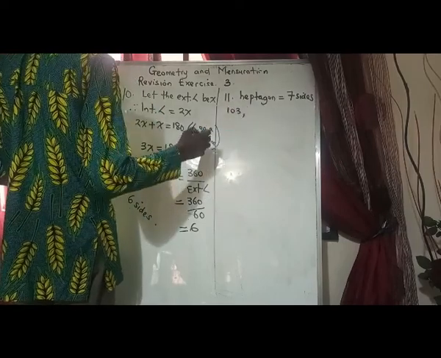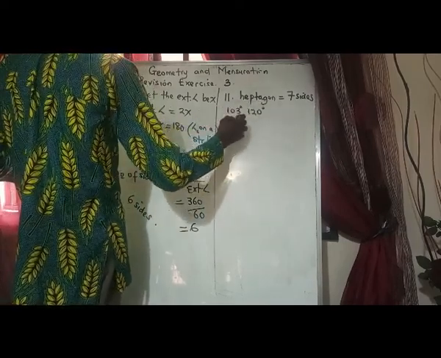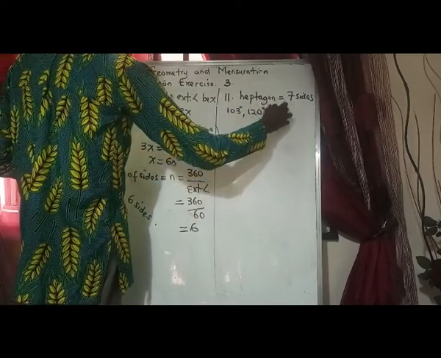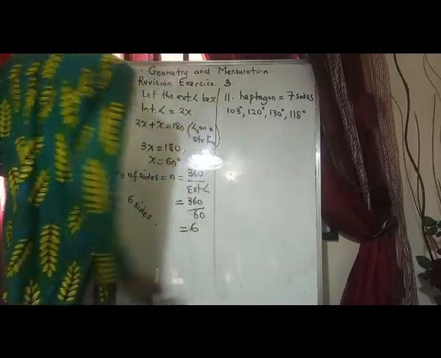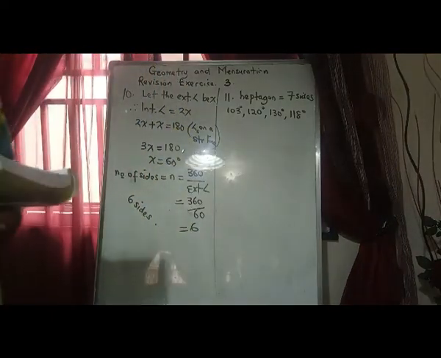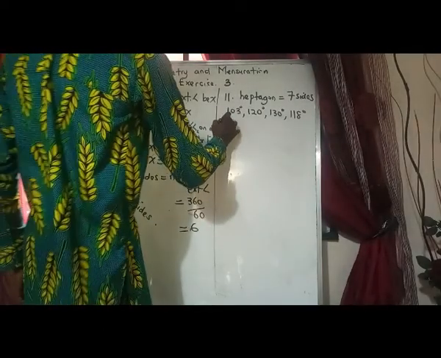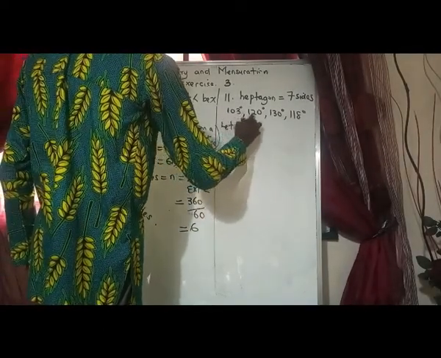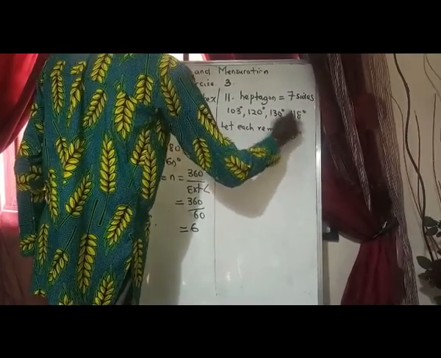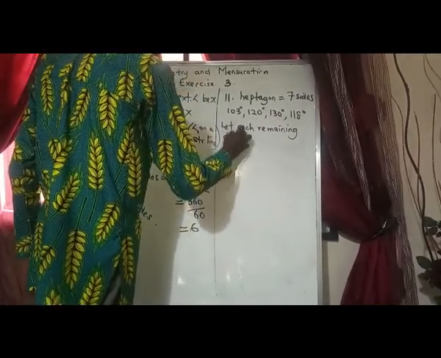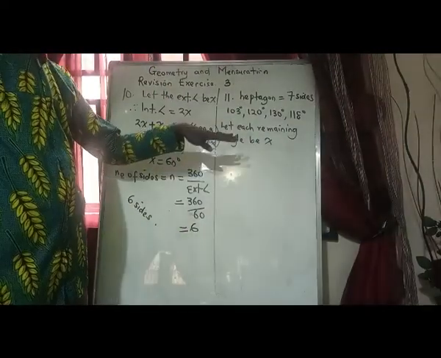103, 120 degrees, 130 degrees, and what? 118 degrees. And we are told that the remaining angles are equal. So we'll say, let each remaining angle be x. So for a heptagon, we expect 7 angles.